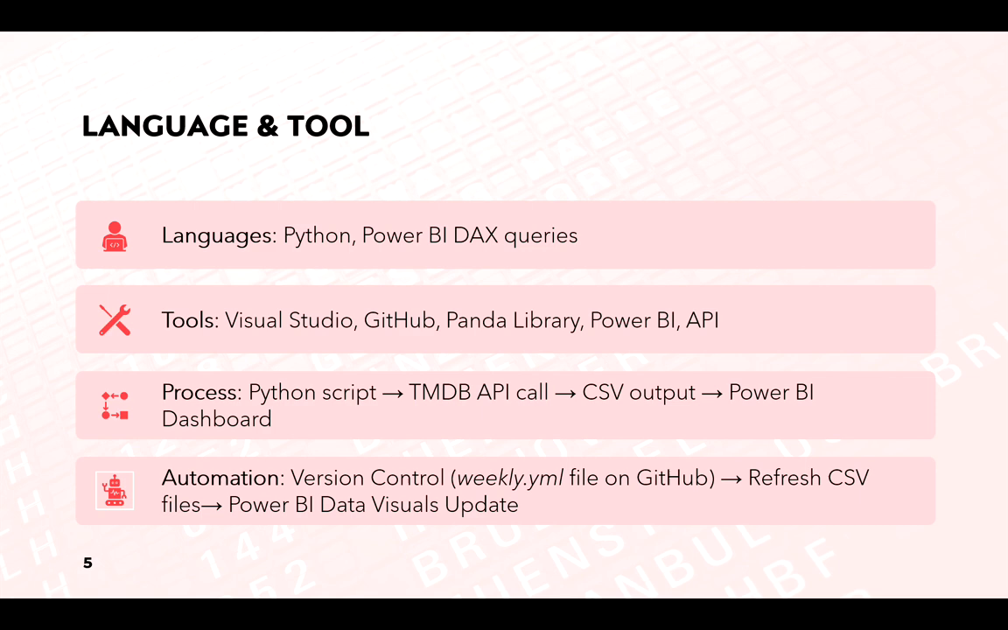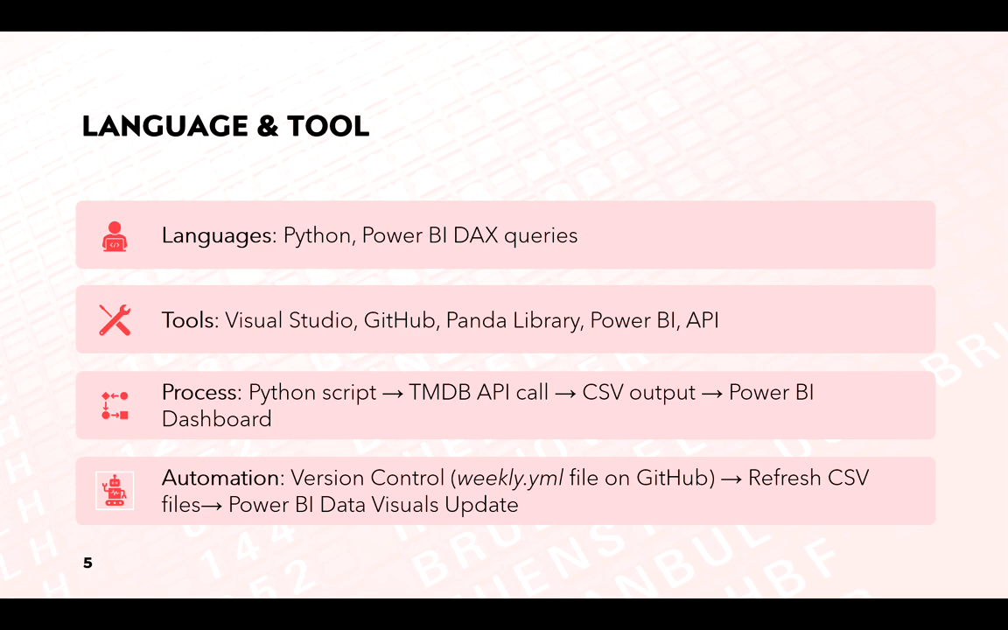So what's the main process behind it? Basically, my Python script that I wrote in Visual Studio Code is able to make API calls to TMDB, the movie database, and then after making a successful API call, the script is able to gather the data from TMDB and output it in CSV files, which are later used in my Power BI dashboard for visualization. And along the way, I was able to implement some automation.